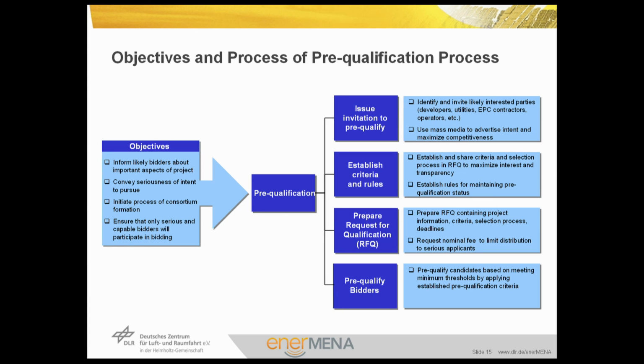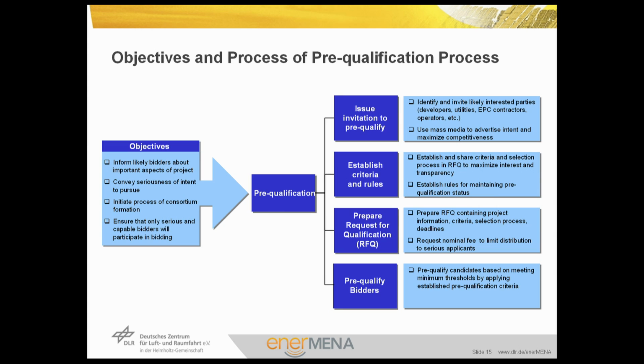The steps are also done by establishing criteria and rules. Here you have to establish and share criteria and selection process in request for qualification to maximize interest and transparency, and to establish rules for maintaining pre-qualification status. Preparing request for qualification, or RFQ, is also included in the pre-qualification process, where the RFQ has to include the project information, criteria, selection process, and deadlines. A nominal fee will be requested also to limit distribution only to serious applicants.